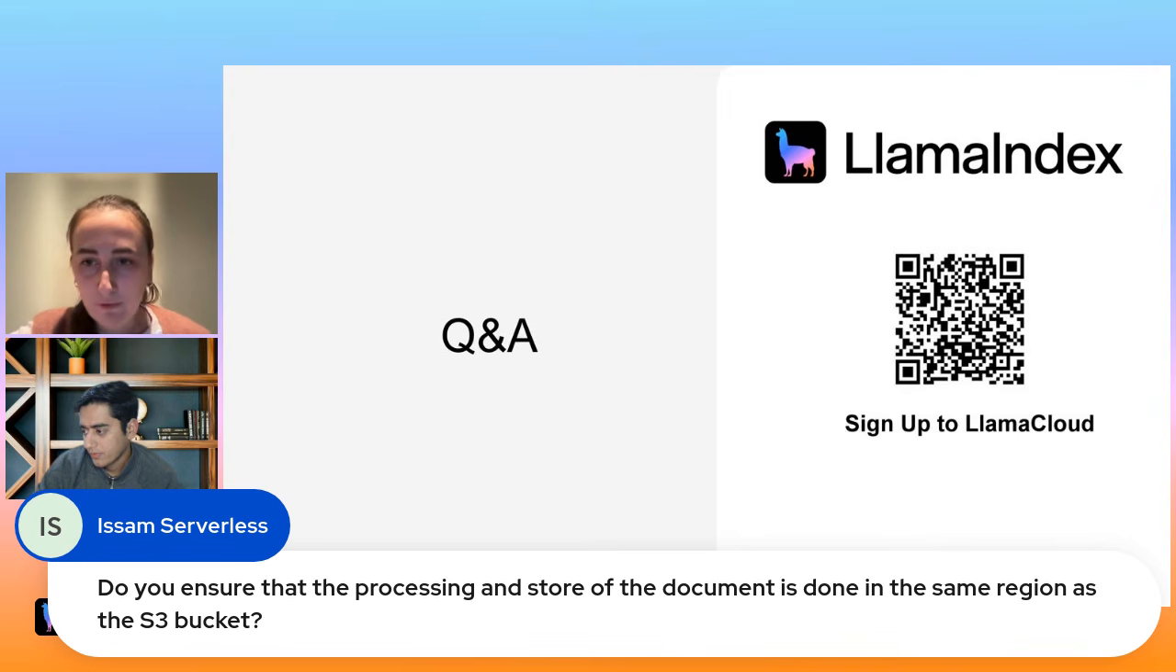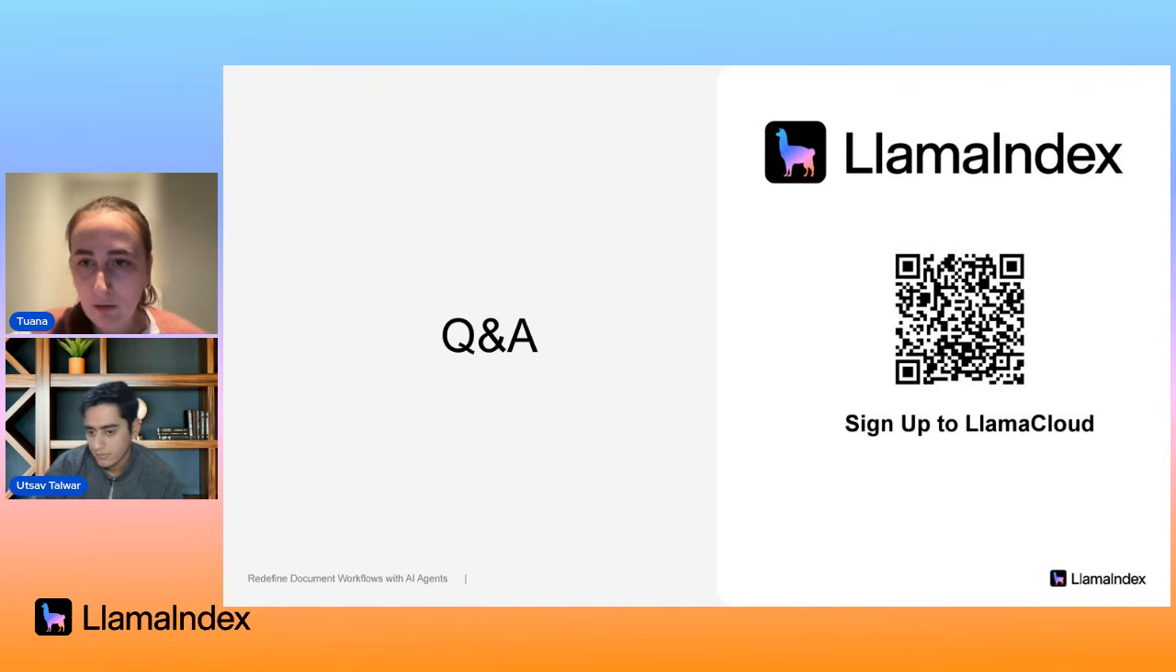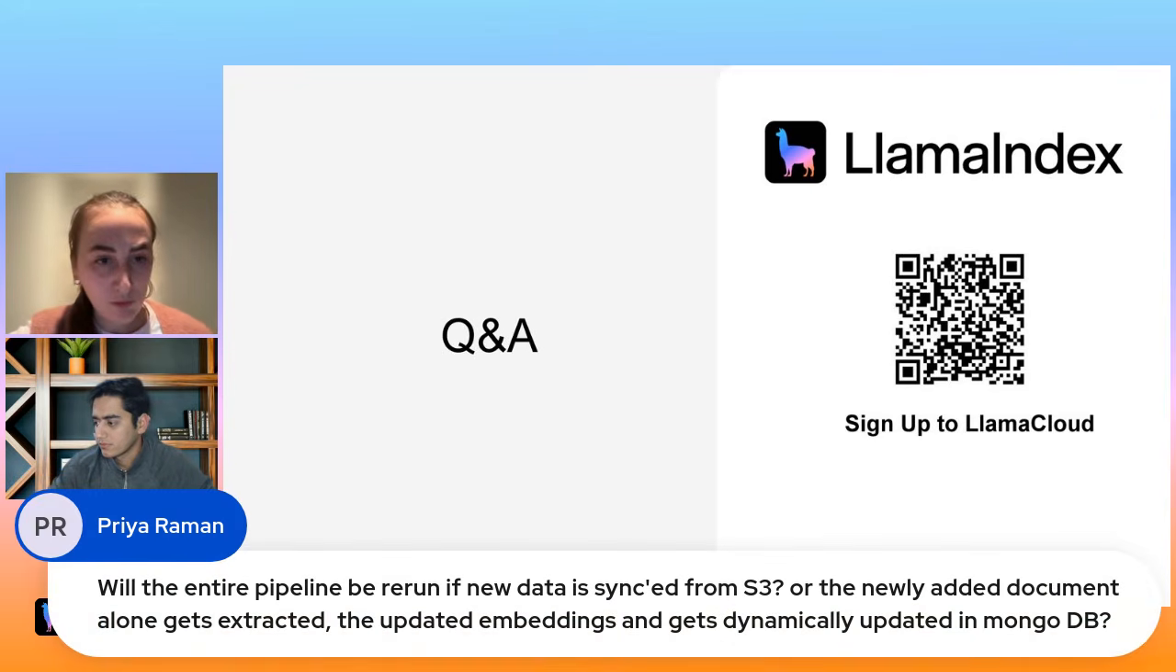All right, let's see if they expand, and I will at the same time maybe scroll up to see. I think this might be specifically about the demo that you showed. Maybe you can answer this based on what you implemented in the demo. There are different ways of handling new incoming data that has to be re-embedded, but let's take this question for your demo specifically. Will the entire pipeline be rerun if new data is synced from S3?